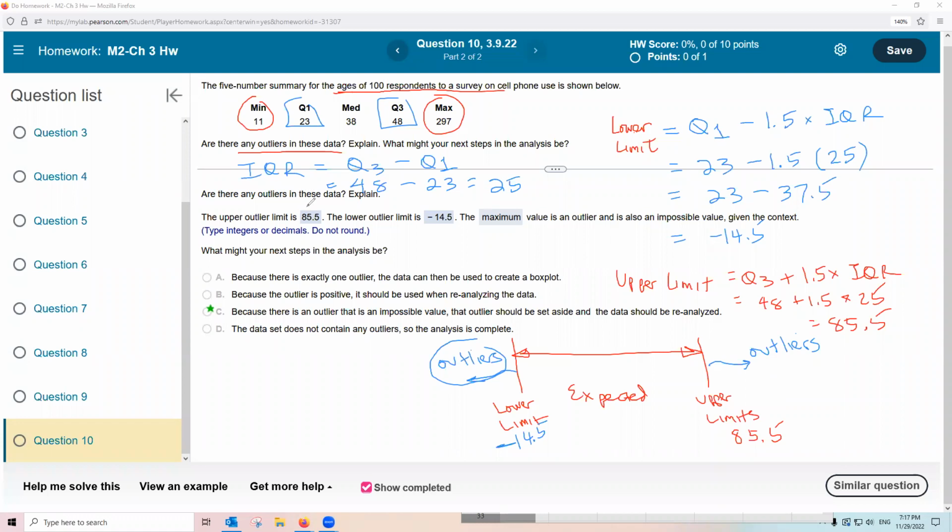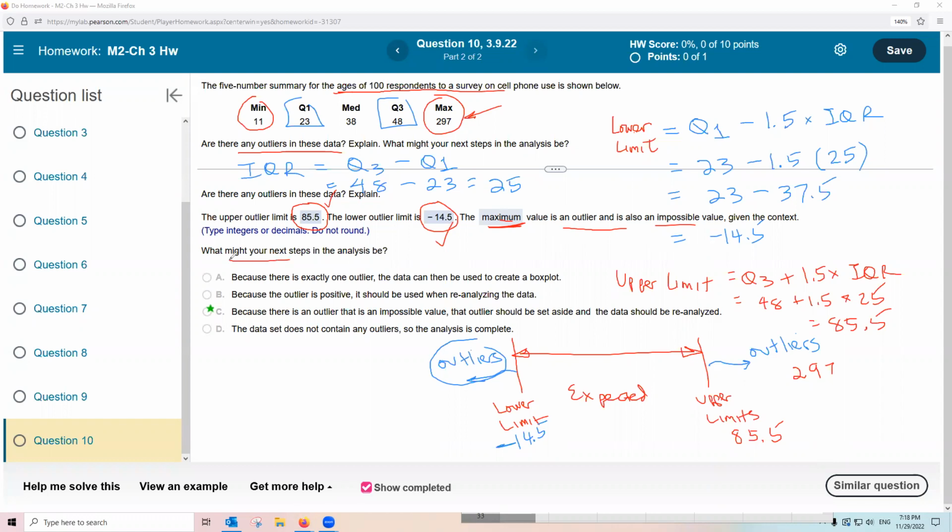And so notice here it says the upper limit is 85.5. That's what we just calculated. The lower limit for outliers is negative 14.5. We just calculated that. The maximum value of 297, 297 is way above 85.5. Not only that, 297 is impossible for an age of someone, right? So that doesn't make any sense. That might have been a typo or some kind of error in data entry. So the maximum is an outlier. It's also impossible.